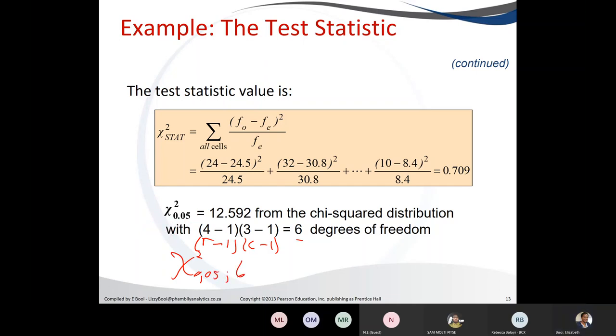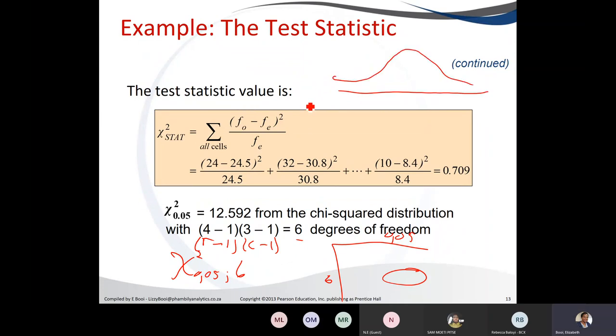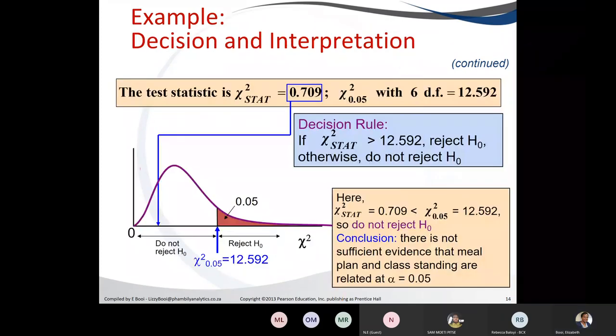So to find chi-square 0.05 and 6, when you go to the table, you find 0.05 at the top, and you go to degrees of freedom 6 here, where they meet. You will find that value is 12.592. So now, once we have the critical value, we are able to create the region of rejection, because now we know that our test statistic is 0.709, and our critical value is 12.592. So the 0.709 falls in the do not reject area, and you are able to make that decision. And that's all you do.